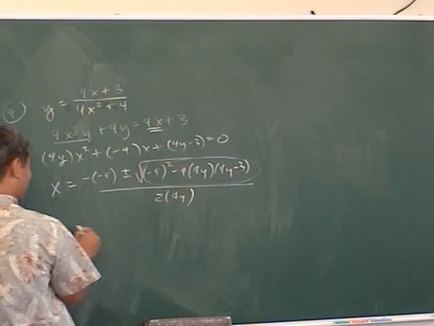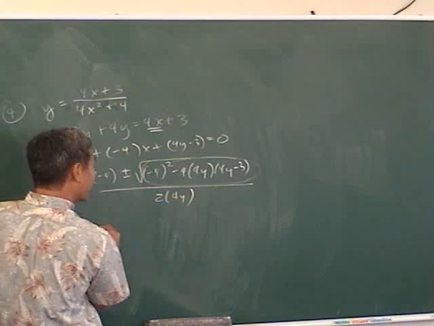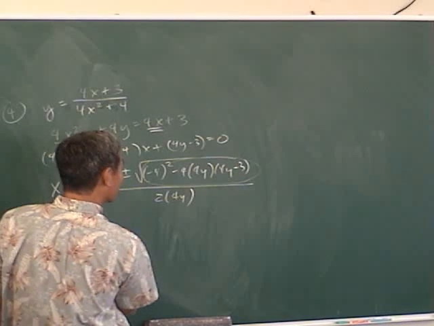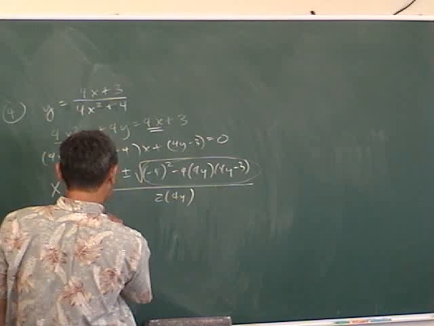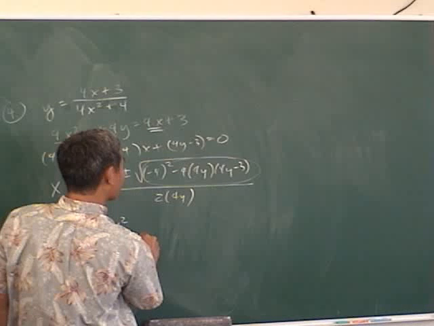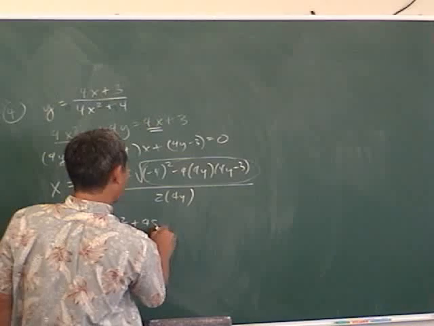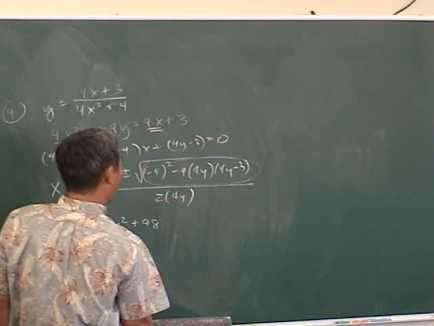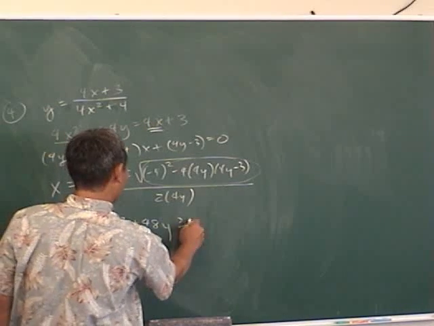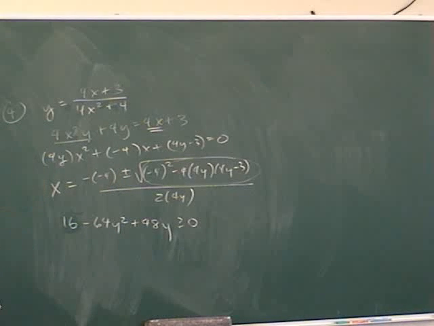So 16 minus 64y squared plus 48y has to be greater than or equal to 0. Did I do that correctly? 16 times 3, yeah? Okay, there we go. It's quadratic! So leave the numbers big like this. No, reduce! What can I reduce this by?